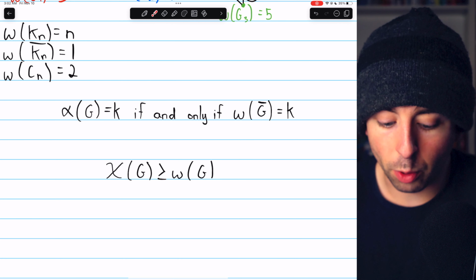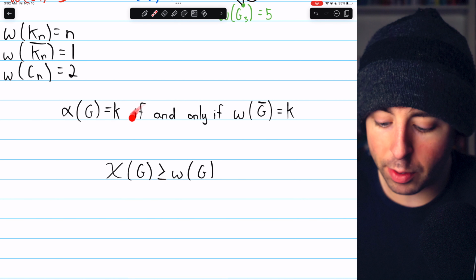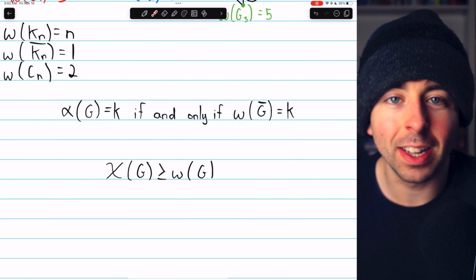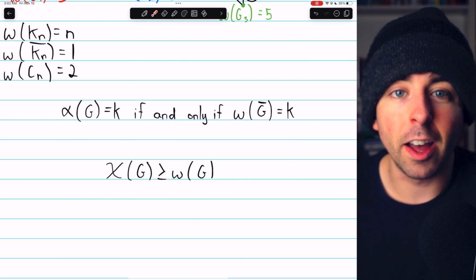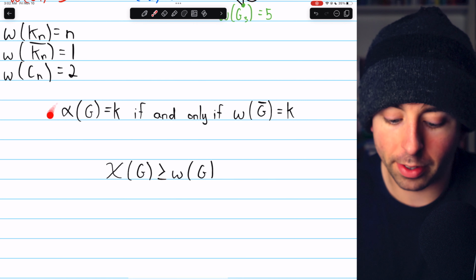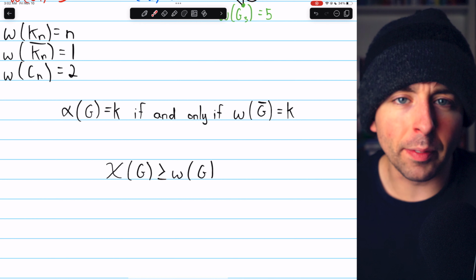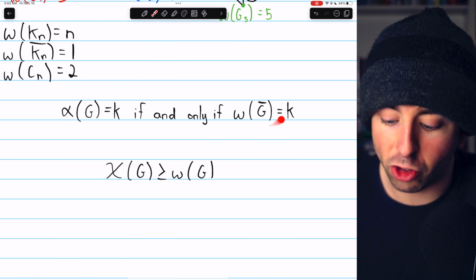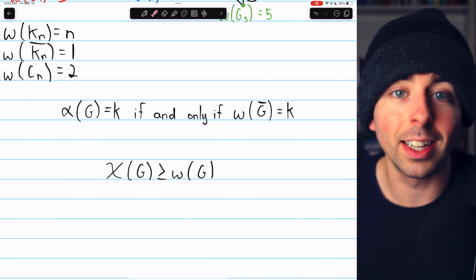2 other facts worth mentioning are that the vertex independence number of a graph is k if and only if the clique number of the complement of that graph is also k. This is because the maximum number of mutually non-adjacent vertices in a graph, that's its vertex independence number, is obviously the same as the maximum number of mutually adjacent vertices in its complement, which is the clique number.